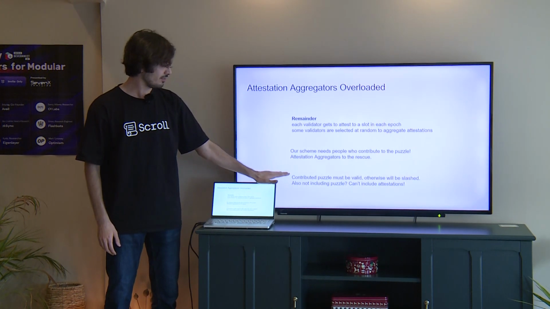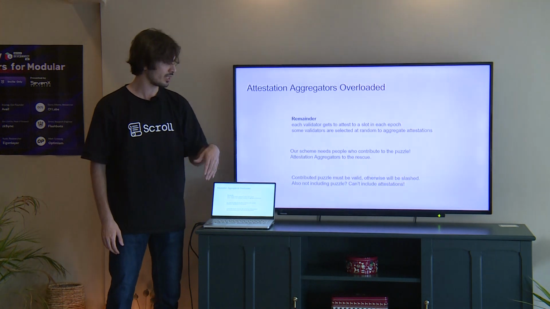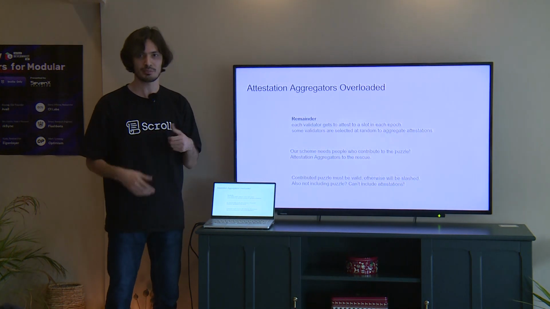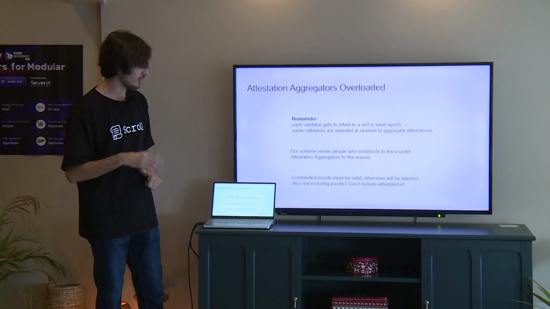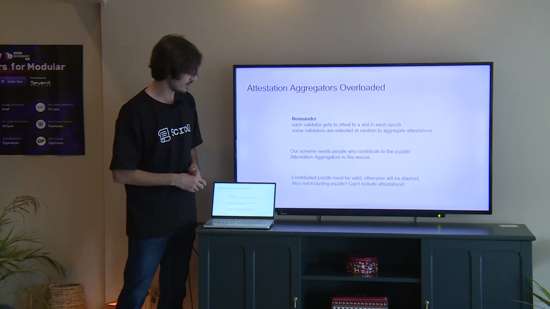So we change the consensus rules a little bit. The contributed puzzles must be valid, otherwise the attestation aggregator will be slashed, because they signed that puzzle. Okay, that's first. So they can't cheat in that sense.